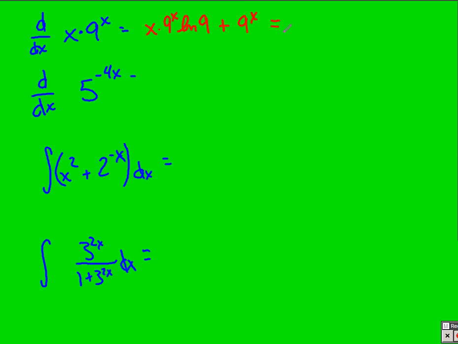Now, usually in a multiple choice answer, they'd probably try to factor something out. They'd factor out that 9 to the x. So I would have x times ln of 9, or really you might have that backwards, ln of 9 times x, and then plus 1 for my second term.